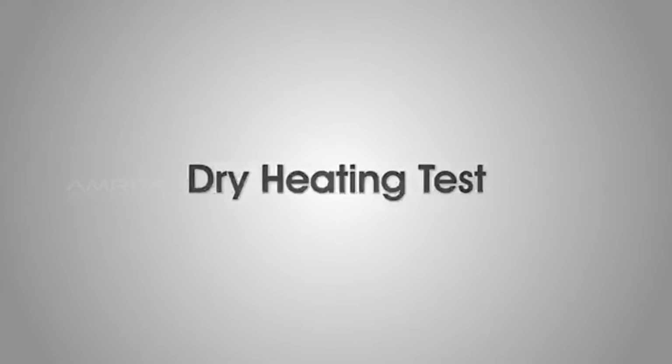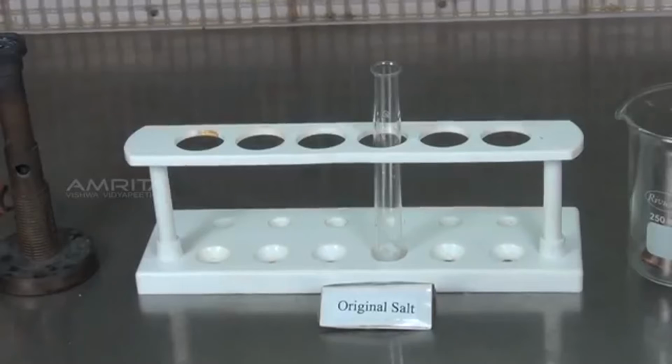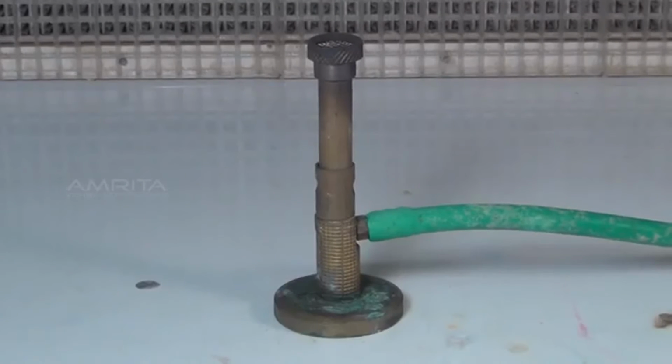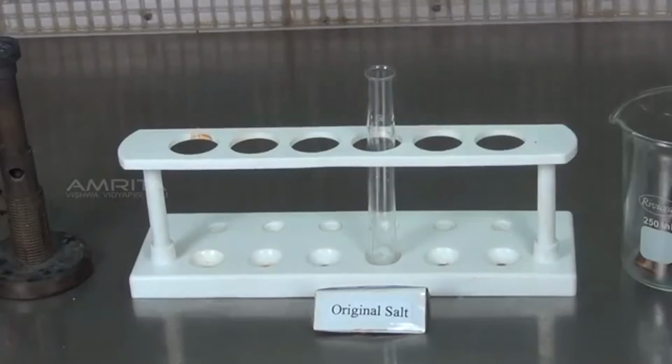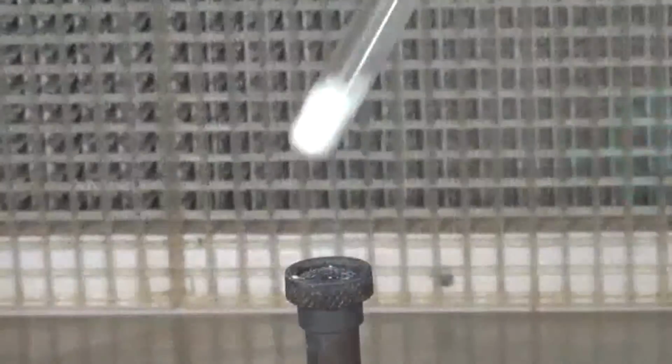Dry heating test. Materials required: original salt in a test tube holder and Bunsen burner. Procedure: take a small quantity of salt in a test tube. Heat it over the Bunsen burner. White residue glows on heating, indicating the presence of magnesium ions.